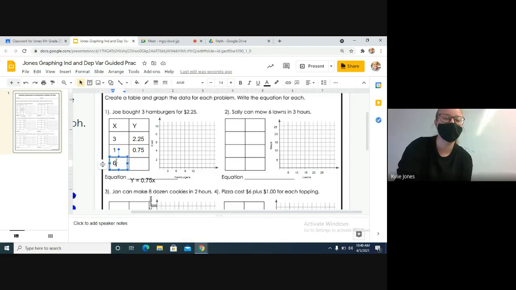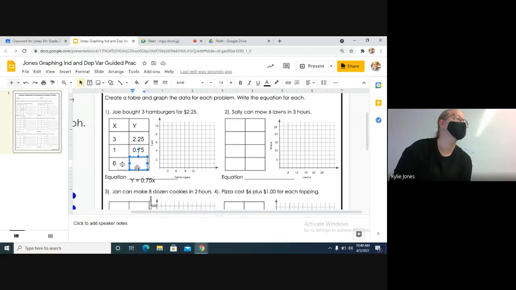How about if you buy 6 hamburgers? How much is that going to cost? Yes, 6 is half of 12, but you still have to figure out the cost. It's not $6. They're 75 cents. You've got to figure it out. Set 0.75 times 6. Not 2.25 times 6, because that's the cost of 3 hamburgers. 75 cents times 6, because you're buying 6 burgers.